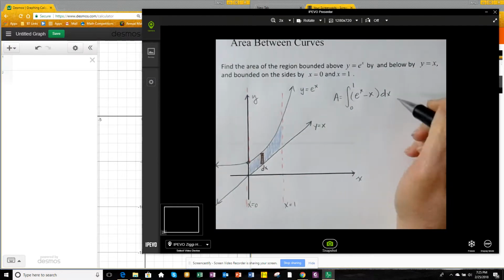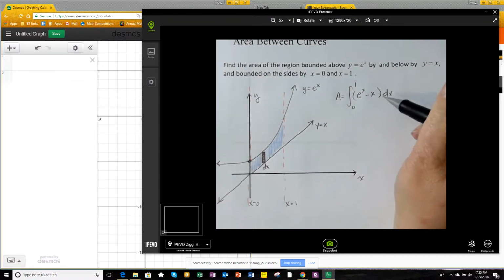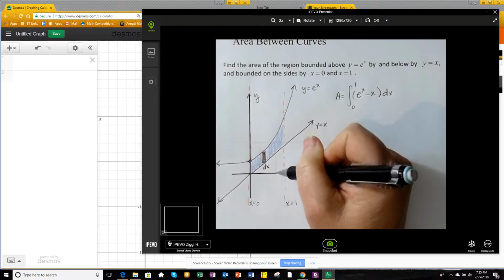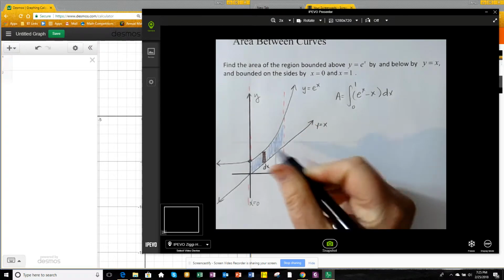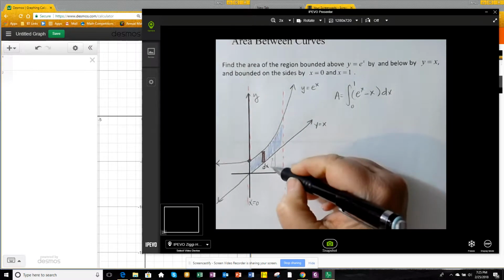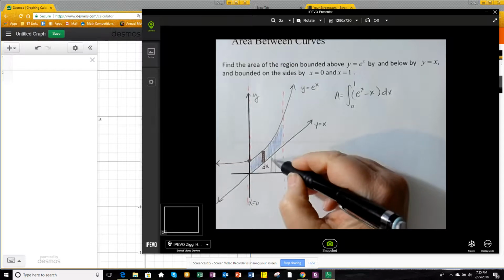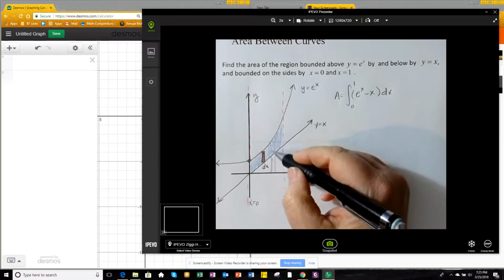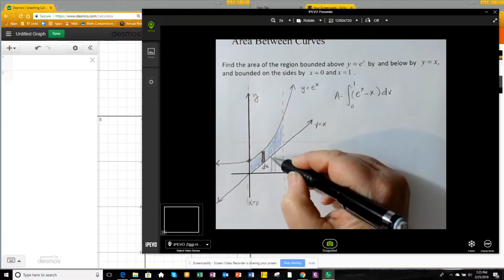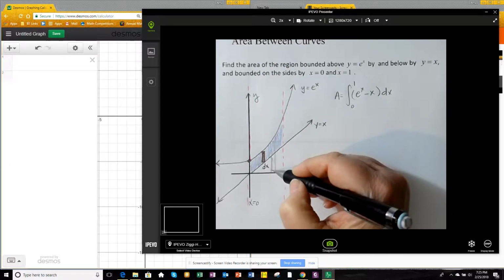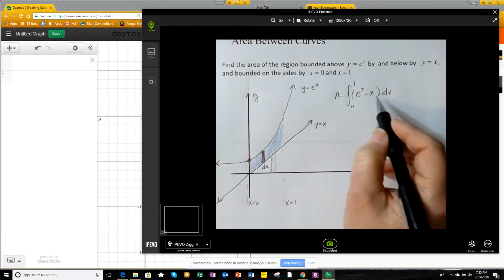And the reason the area between those two curves is e to the x minus x is because this distance here from e to the x to the y equals 0, that's e to the x. And then this distance here from here to here is equal to x. And I need the distance in the middle. Well, that's going to be the e to the x function minus this piece here, the y equals x piece. So that's why it's upper minus lower.